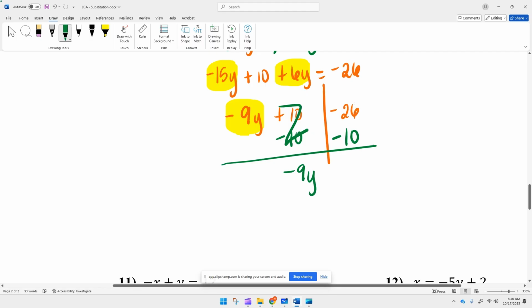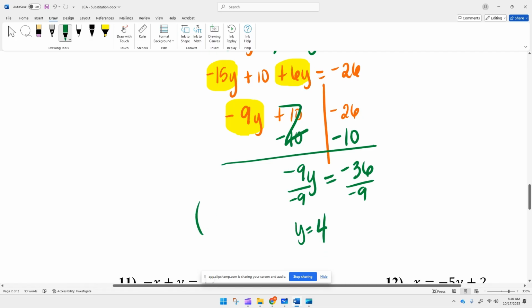Now notice we have 26 bad guys and 10 bad guys. So we're going to combine all of those bad guys together, and we're still going to be bad guys. So my answer is going to be negative. That's 26 plus 10, which is going to give me 36. We're then going to divide by negative 9 and negative 9. That's going to give me y equals, negative divided by negative is a positive, 36 divided by 9 is 4.